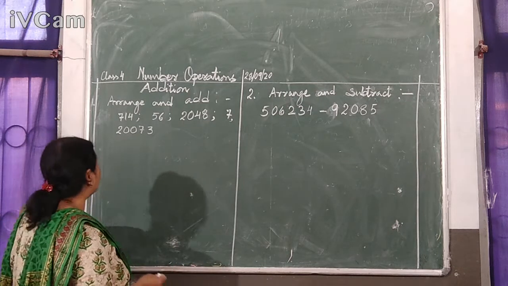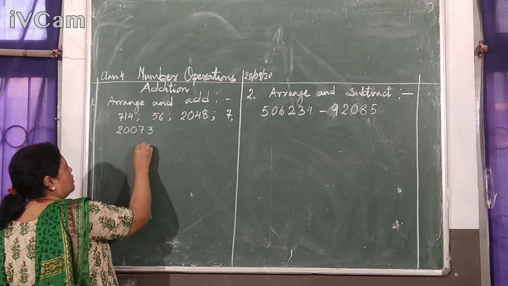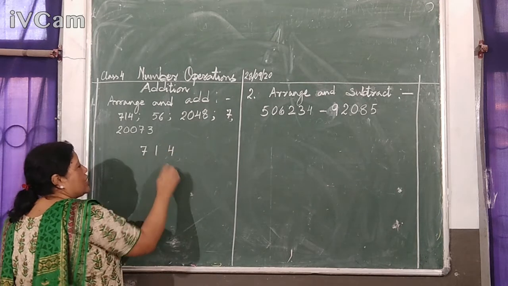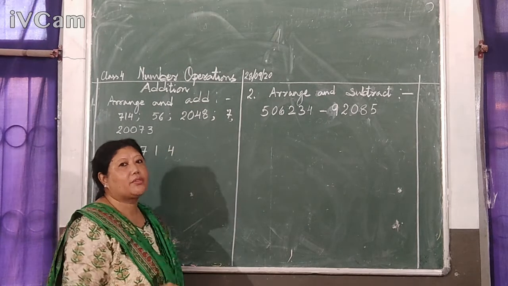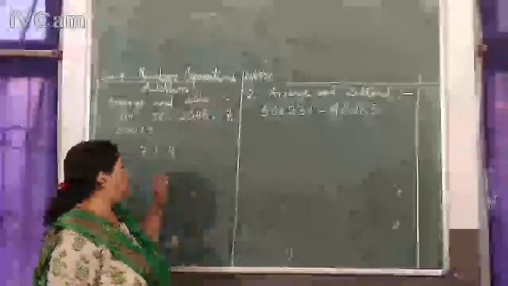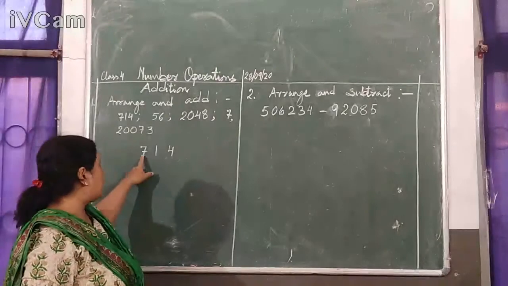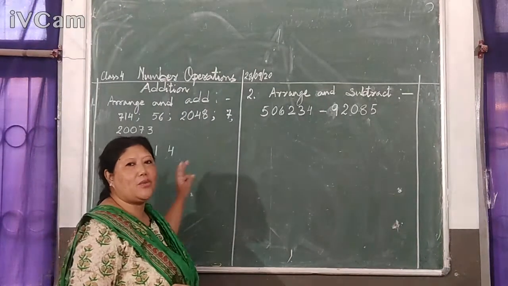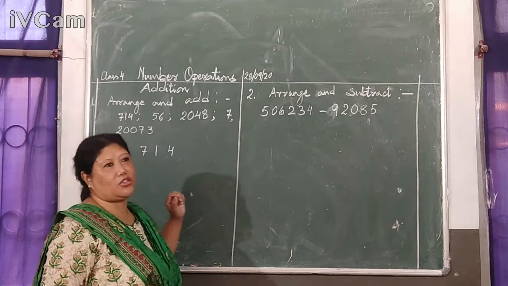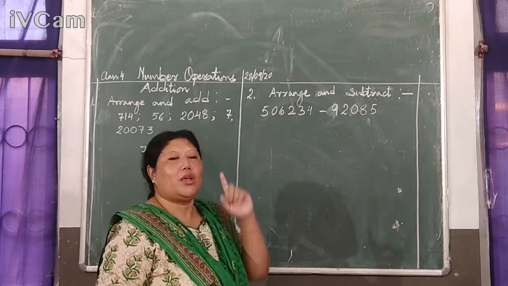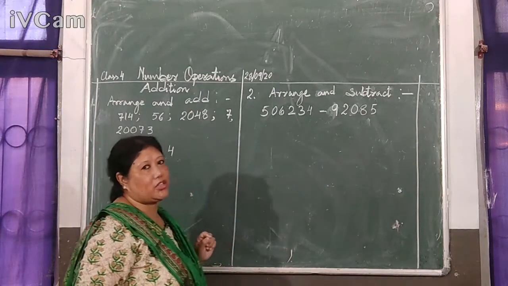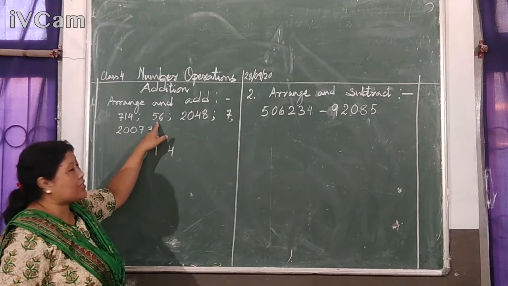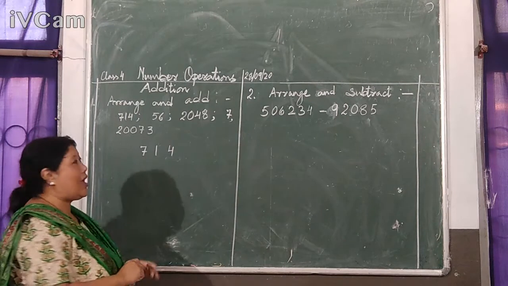Now let's arrange. First thing is 714, right? You are using those boxes. In one box or one square, you have to put one digit only. Remember, don't write 2 digits in one box or 3 digits in one box. One digit for one box, or one square for one digit. Okay, so 714. Now the second one is 56. It should be written in the second line.